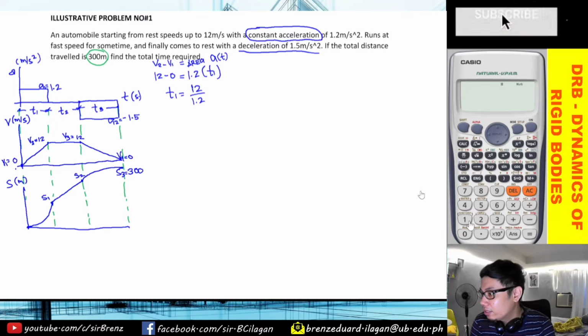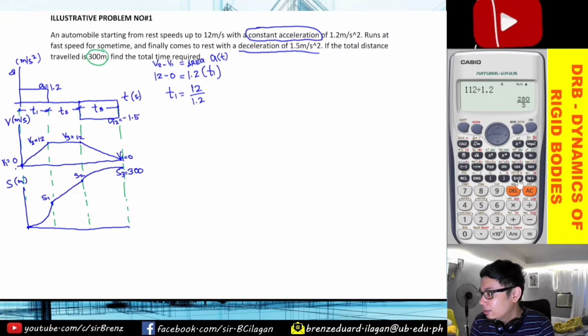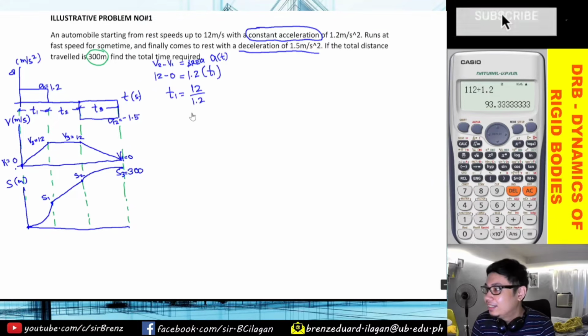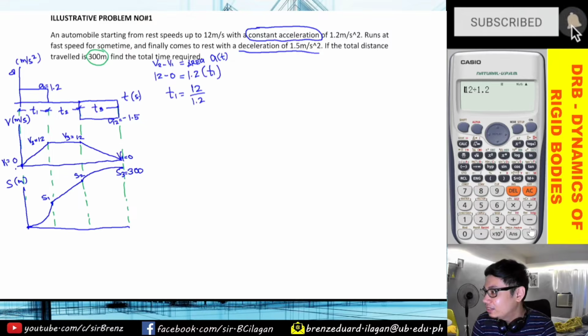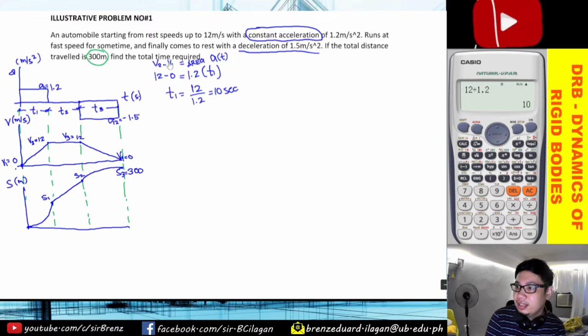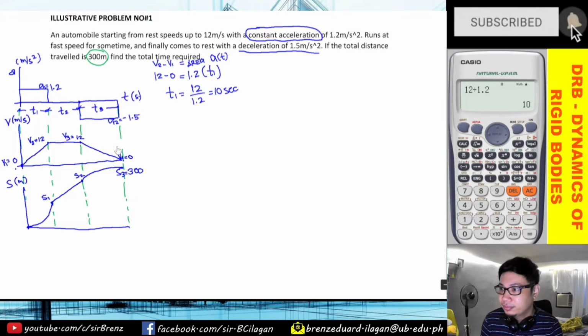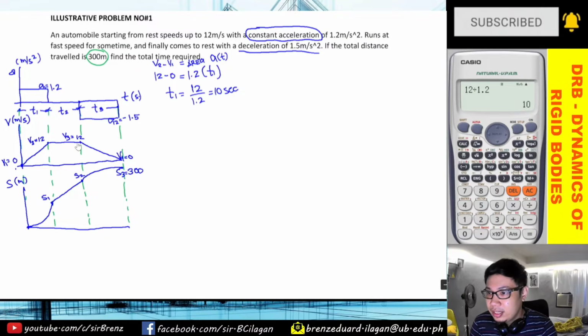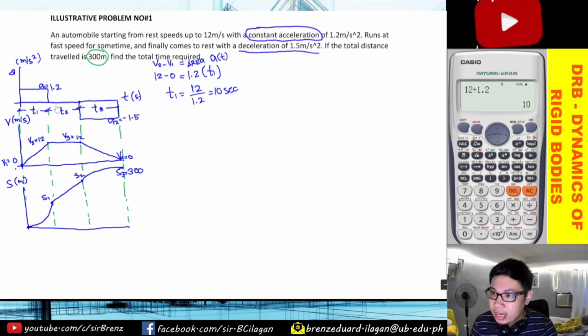Okay, calculate na natin para sure, baka mag-iba ang sagot. Sabi ko sa inyo eh. Tama, 10. So that is 10 seconds. Okay, ano bang hinahanap? Find the total time required. So, ang kailangan pala natin malaman is yung T1, T2, and yung T3. Next, para doon sa T2, paano natin siya mako-compute? Wala naman tong area.